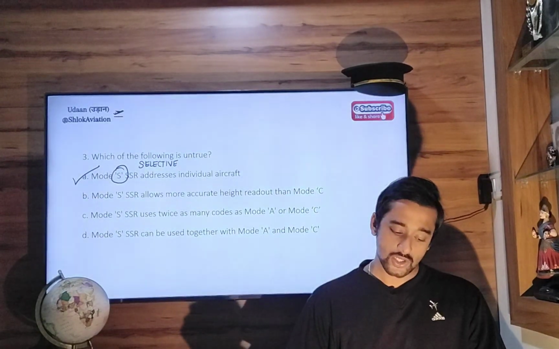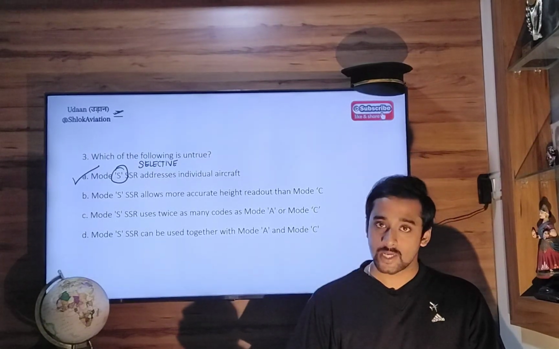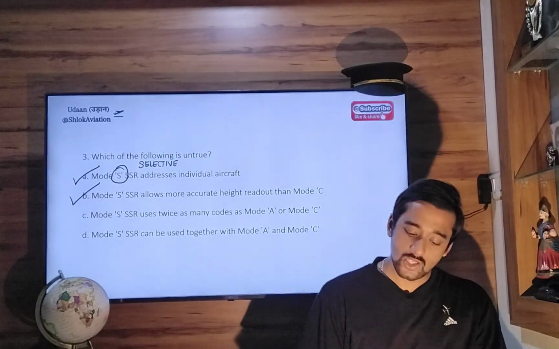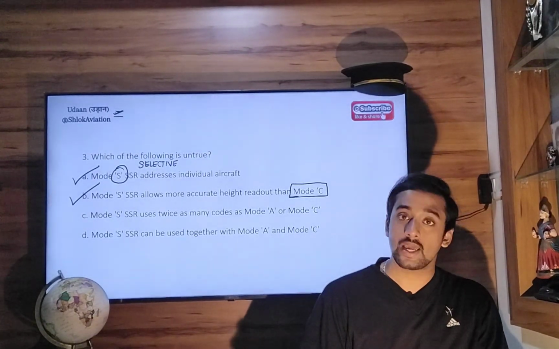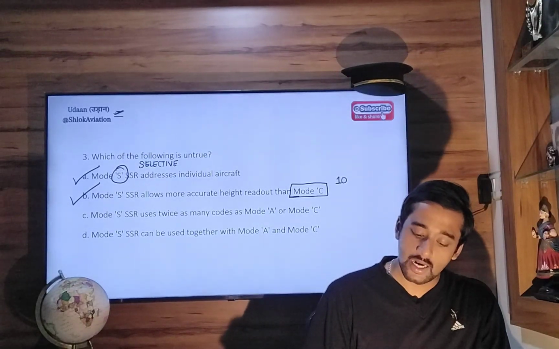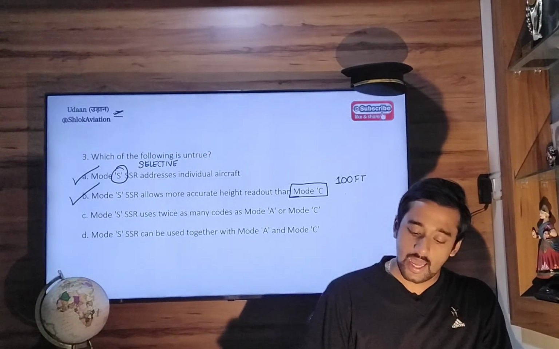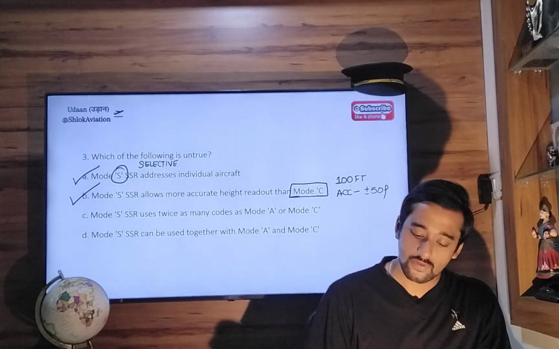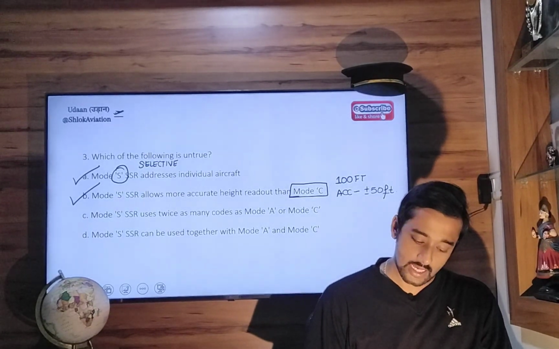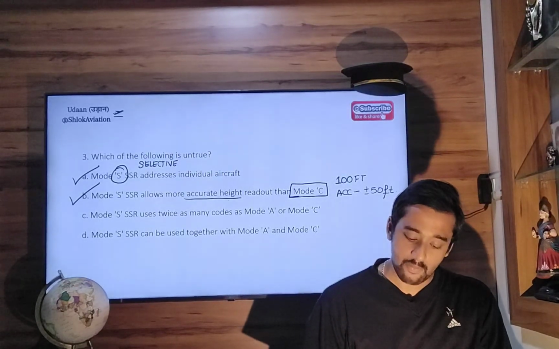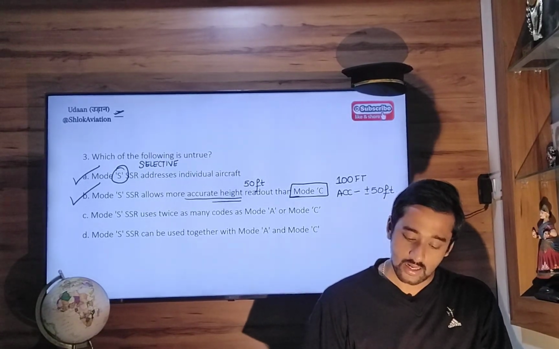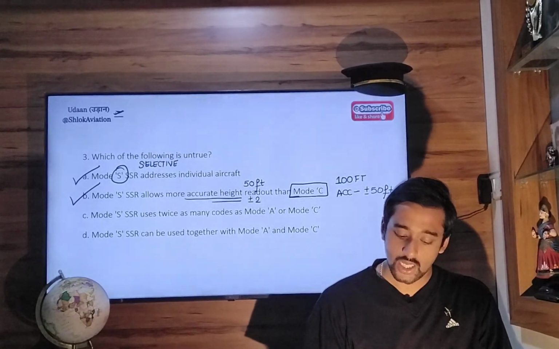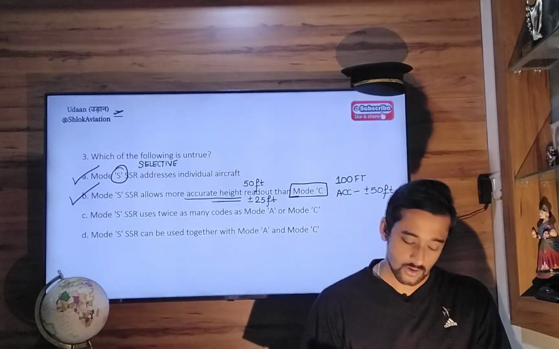Mode S allows more accurate height readout than Mode C, yes. In case of Mode C, height readouts happen in increments of 100 feet and the accuracy level is plus minus 50 feet. In case of Mode S, height readouts happen in the increments of 50 feet and the accuracy is plus minus 25 feet. Okay.